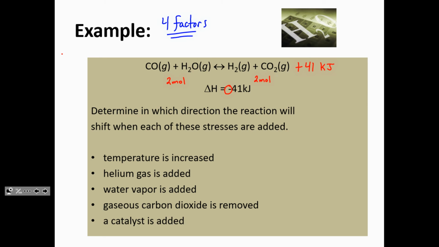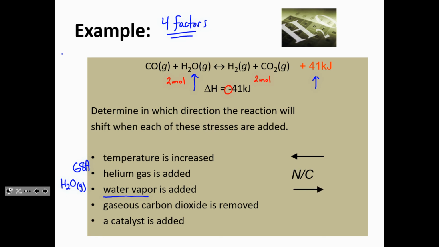What if temperature is increased? Well, if I increase the temperature, I'm adding more heat to the right side of the equation, which is going to shift equilibrium to the left. If I add an inert gas like helium, which is in group 8A specifically, no change there. If water vapor is added, which is H2O as a gas, which we do have in the reaction, we're adding more to the left side of the equation. The concentration's increasing, so we're going to shift to the right.